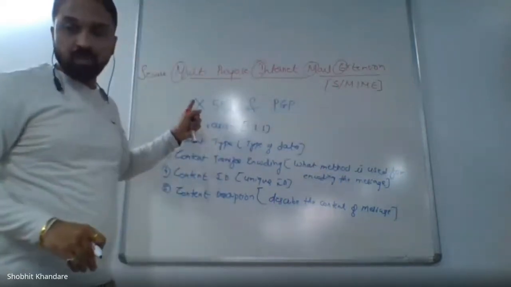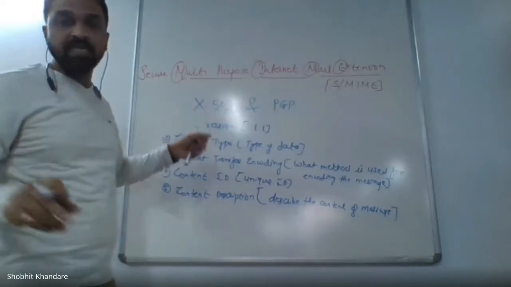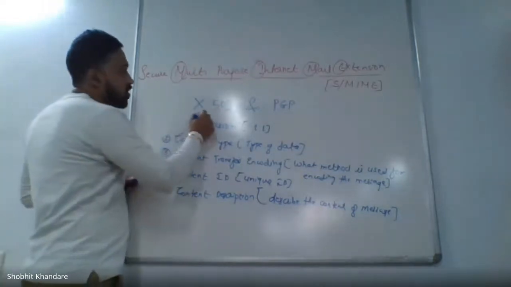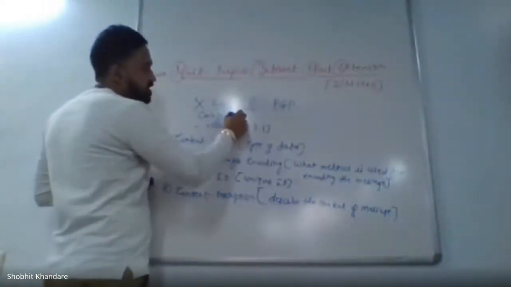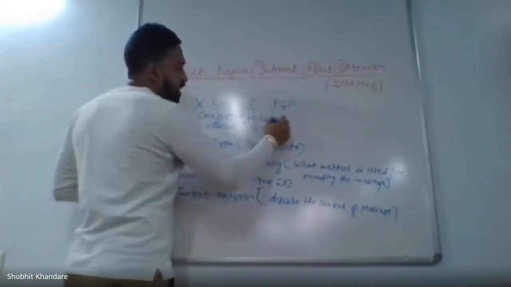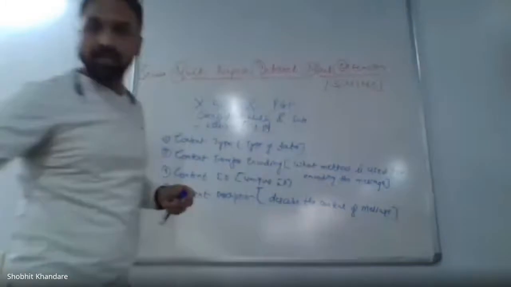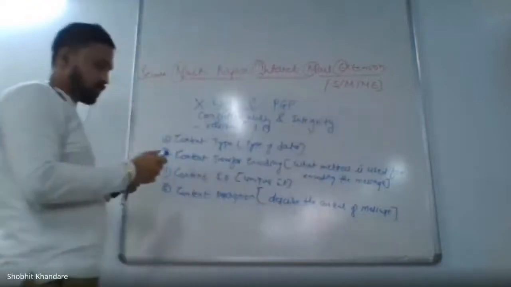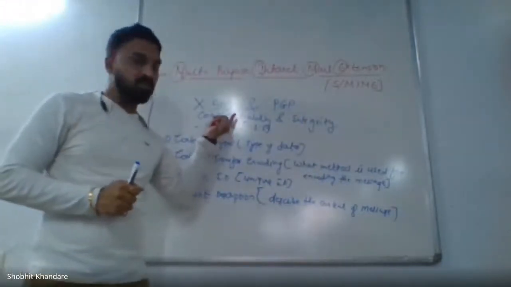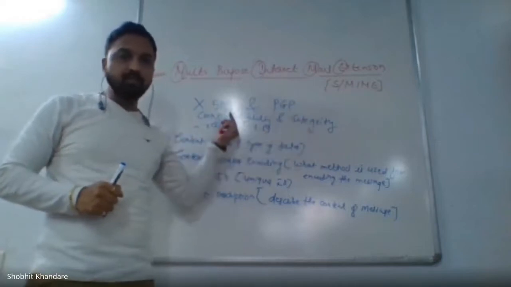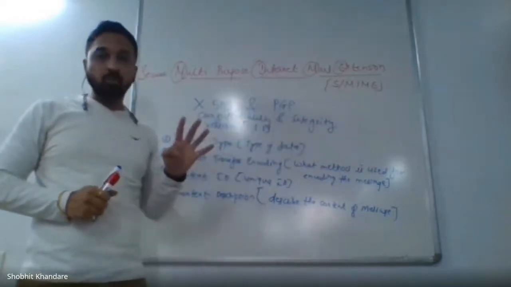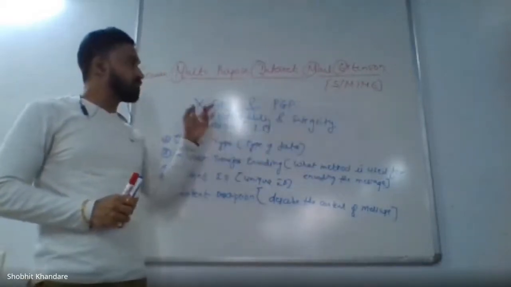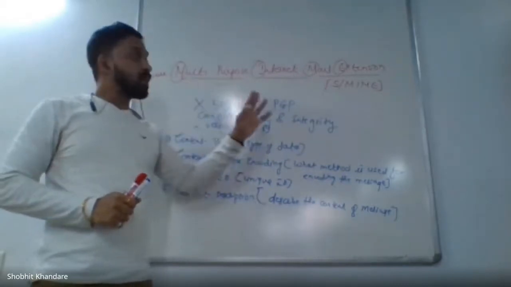And the last one is provides confidentiality and integrity. You are familiar with these words: confidentiality, integrity. So these are the four important characteristics of SMIME.